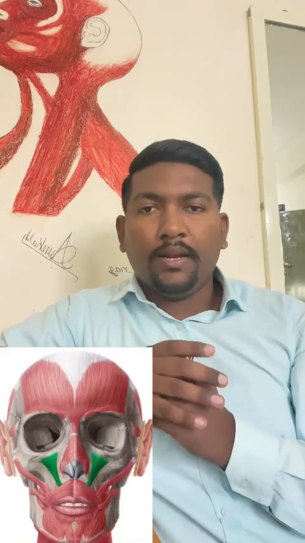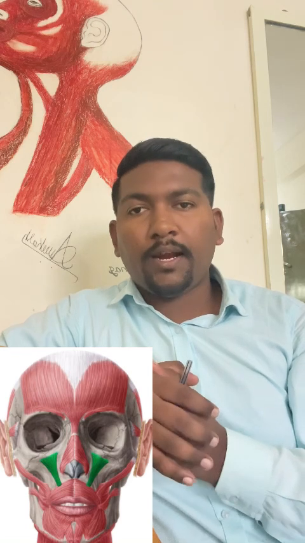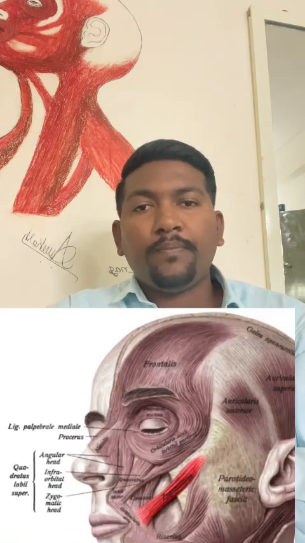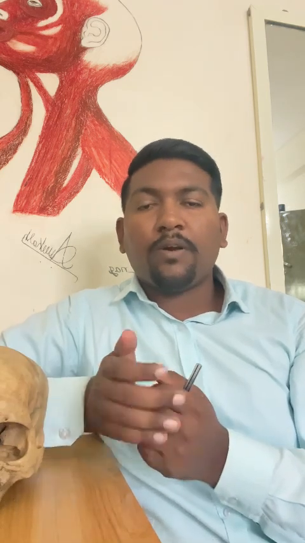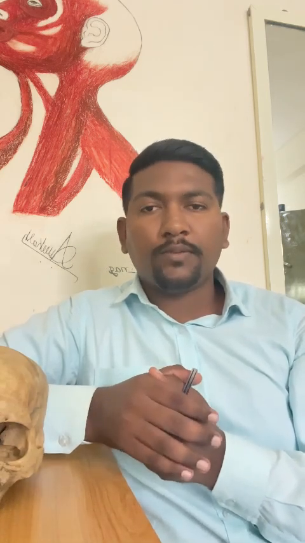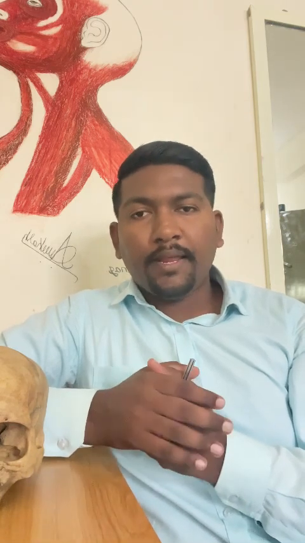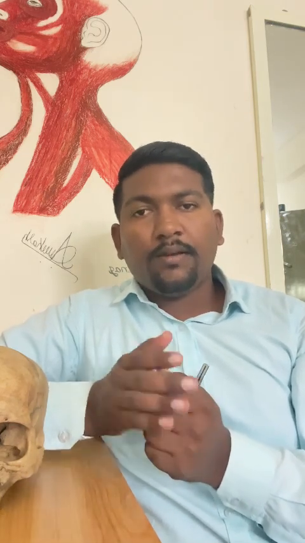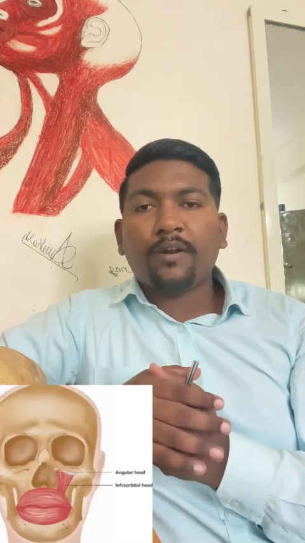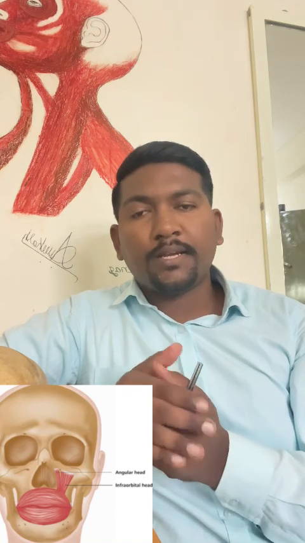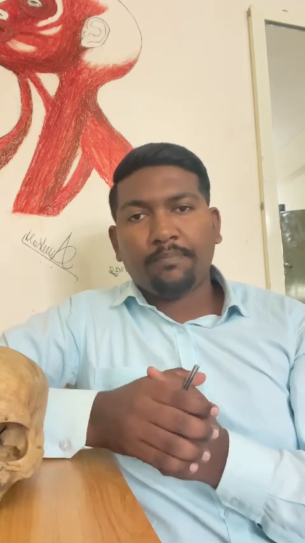Now coming to the levator labii superioris, which has three heads: the angular head, the intermediate head and the zygomatic head. The angular head arises from the frontal process of the maxilla and is inserted into the alar cartilage and the skin of the upper lip. The intermediate head arises from the infraorbital margin above the infraorbital foramen and is inserted into the skin of the upper lip.